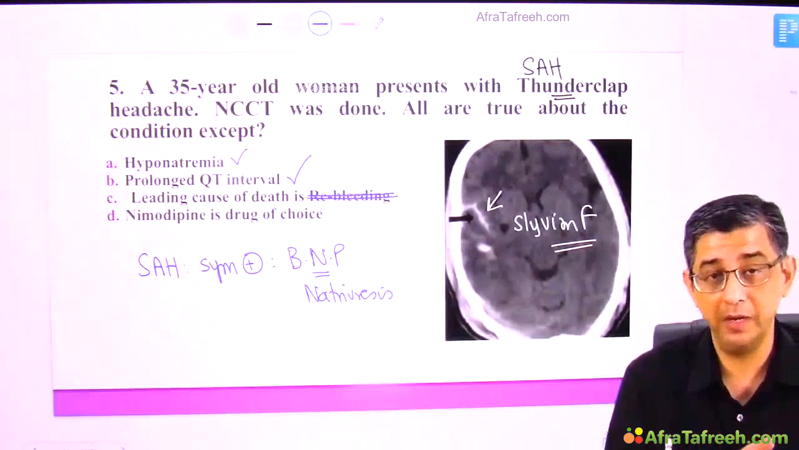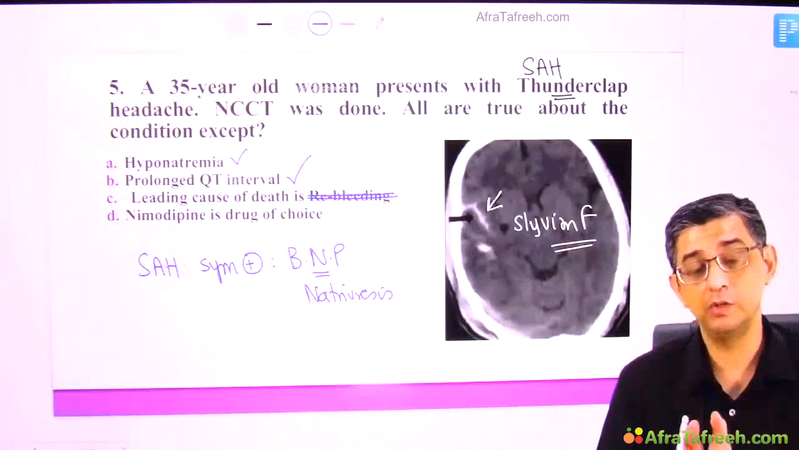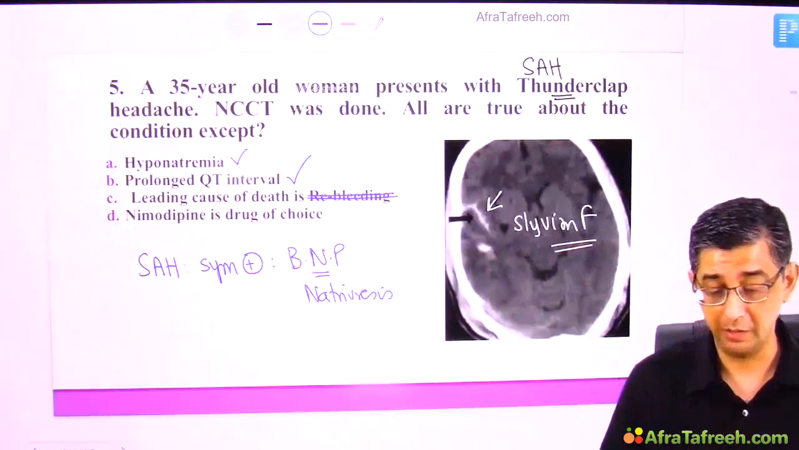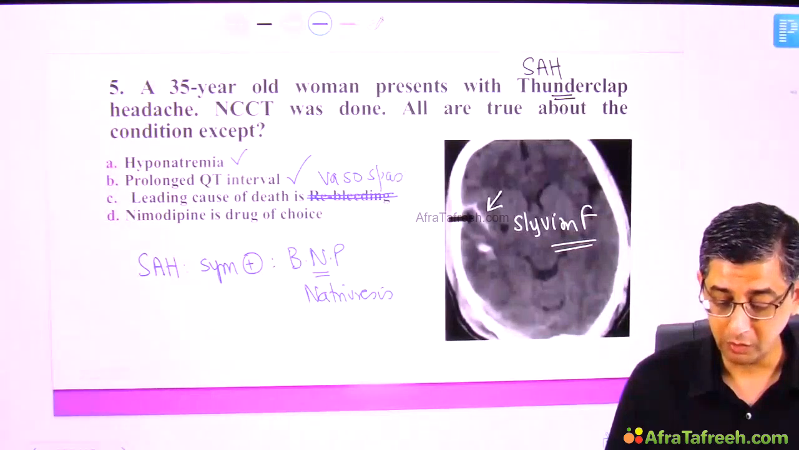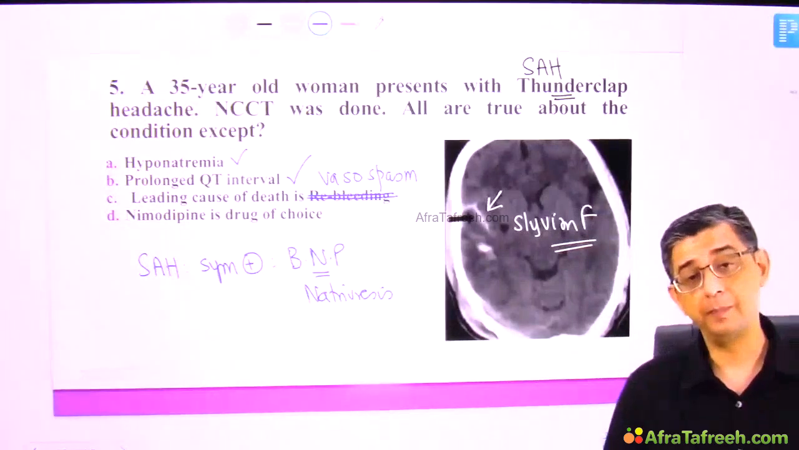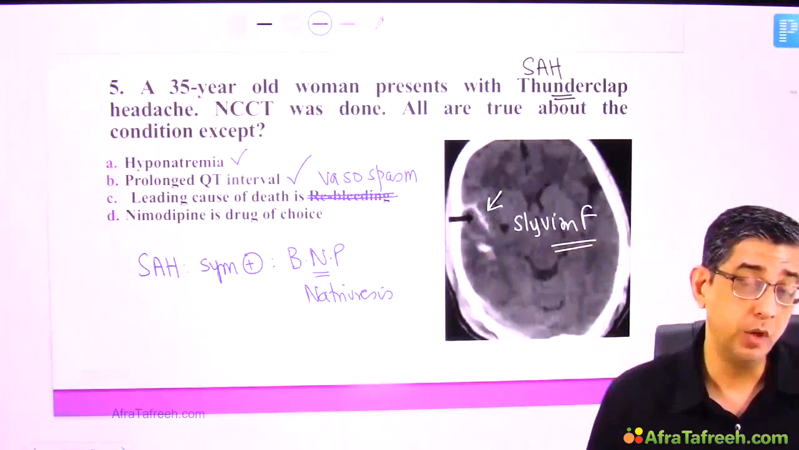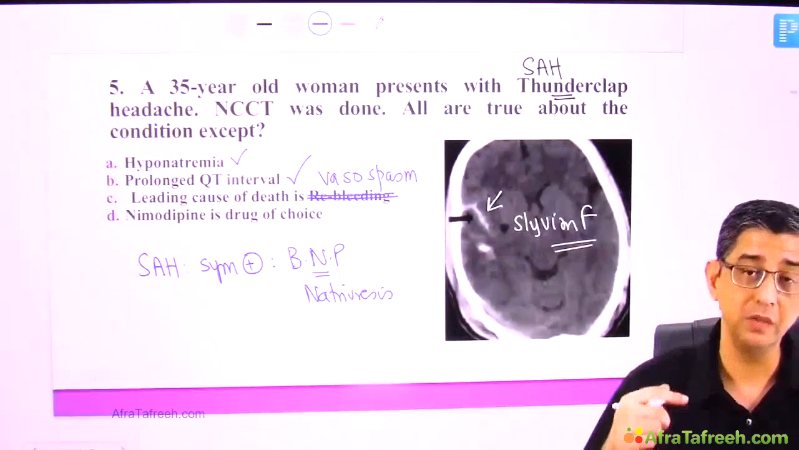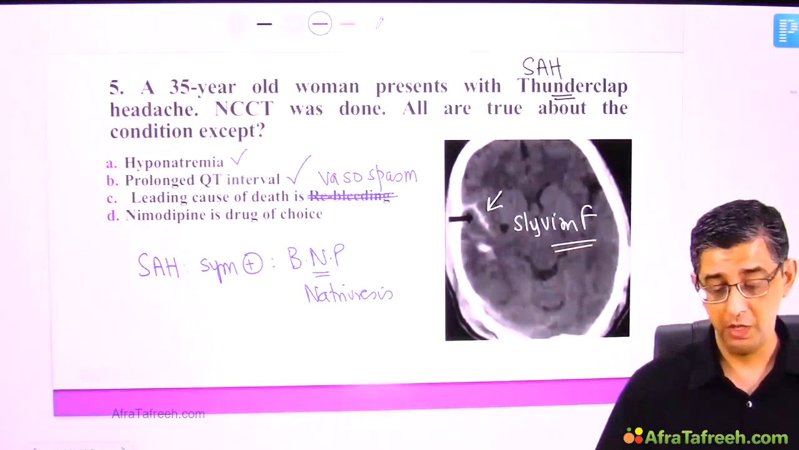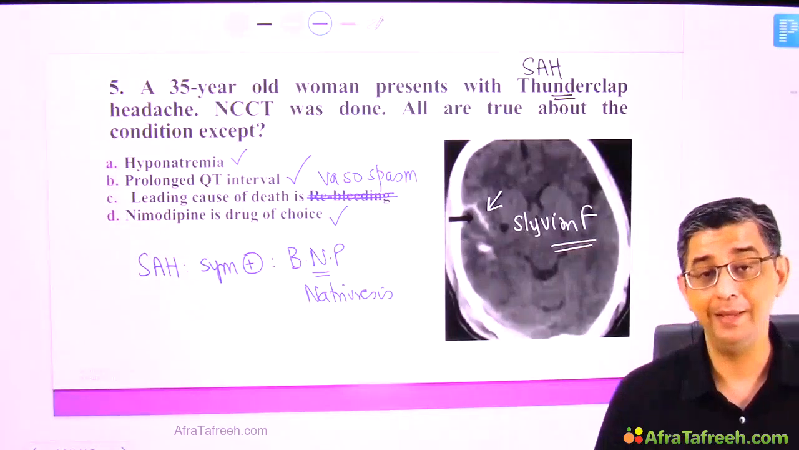The damage has already been done. This surrounding vasospasm is the troublemaker because it can result in brain infarction, and a loss of a substantial amount of tissue and vital centers can actually cause mortality. Option number D says nimodipine is the drug of choice. Yeah, I'm going to use nimodipine to neutralize the vasospasm component of the patient. So options A, B and D are correct.